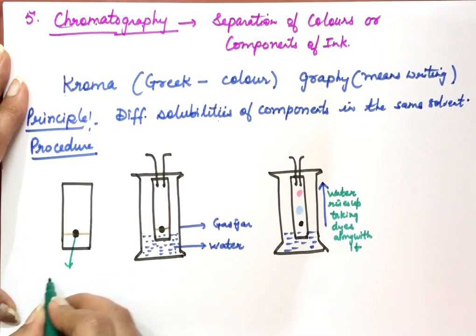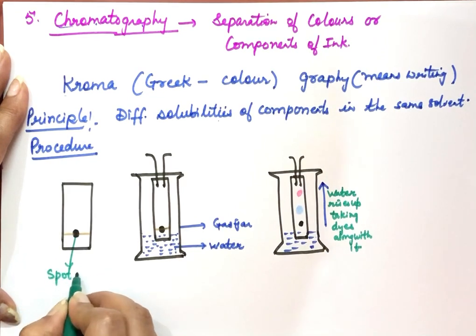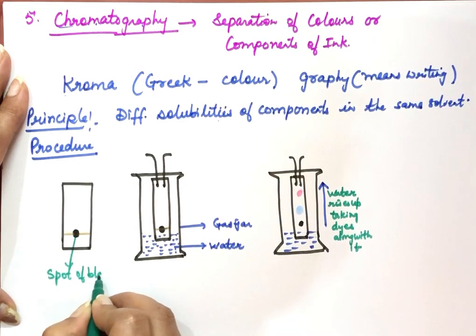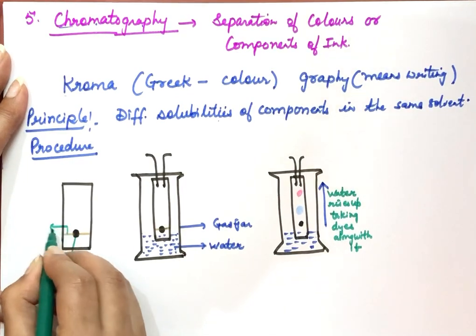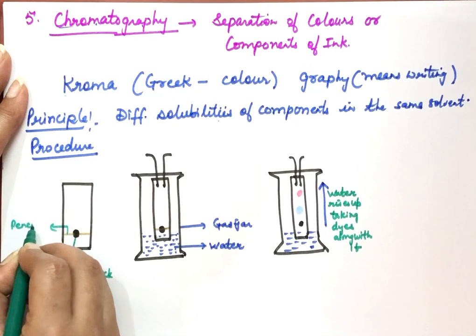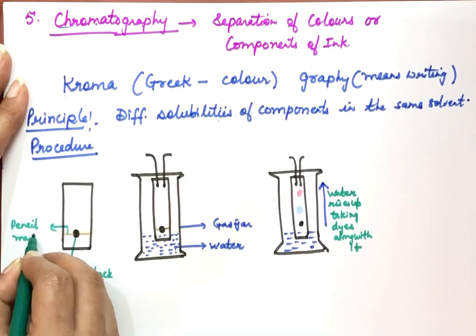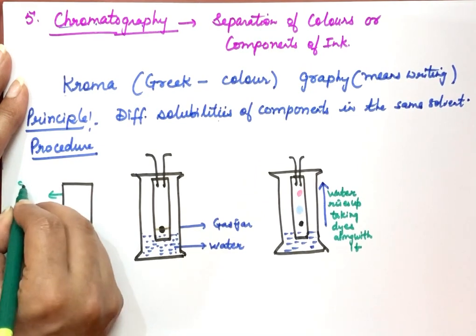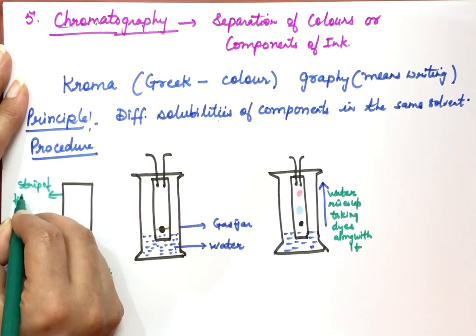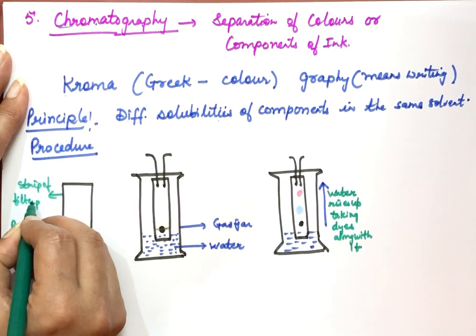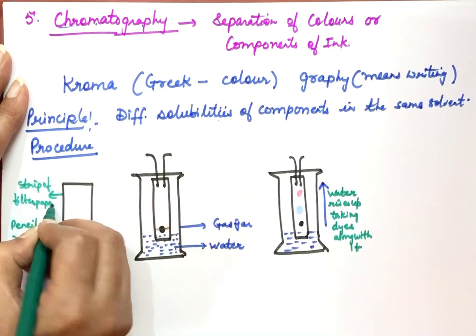This is, labeling it again, a spot of black ink. This is a pencil mark. This is a strip of chromatographic paper, or we can take, as I told you, filter paper. Better results will be if we take chromatographic paper.